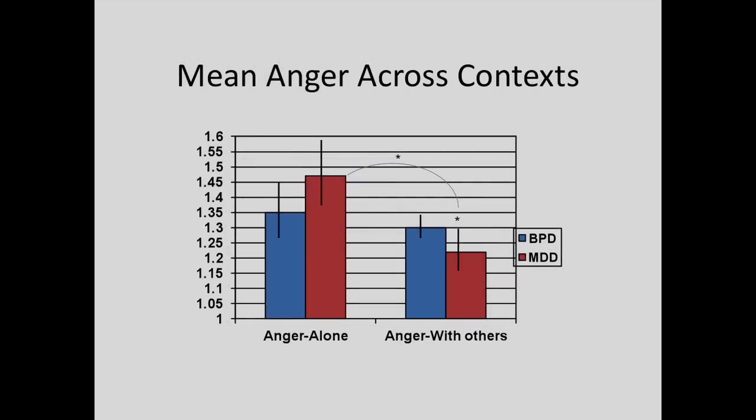Same thing for hostility here. There's no significant difference between the two for anger when alone. But we do see a difference. There are higher anger ratings for the BPD folks when they're with others than the depressed folks. And we also see that significant drop for the depressed folks, changing status from when they're alone to when they're with others. Now, again, these are across the whole study.